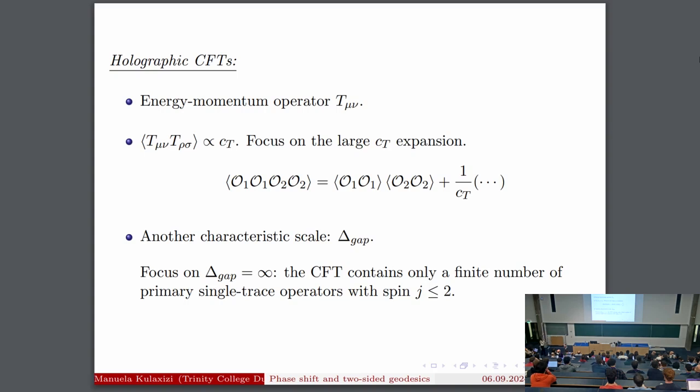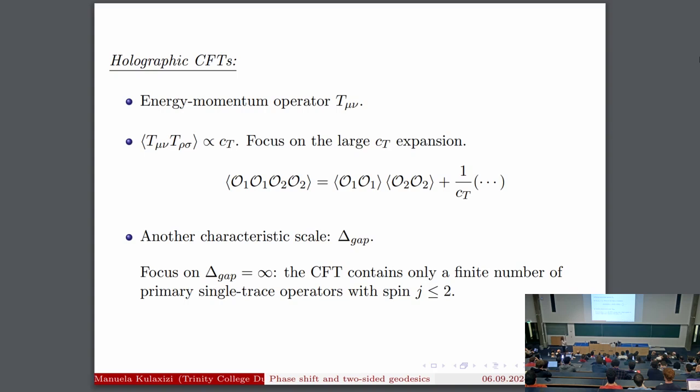So we are basically going to look at correlation functions, expanding in this parameter. And we know that at the first leading term, the correlation functions factorize. The other characteristic scale is the gap, what we call delta gap here.